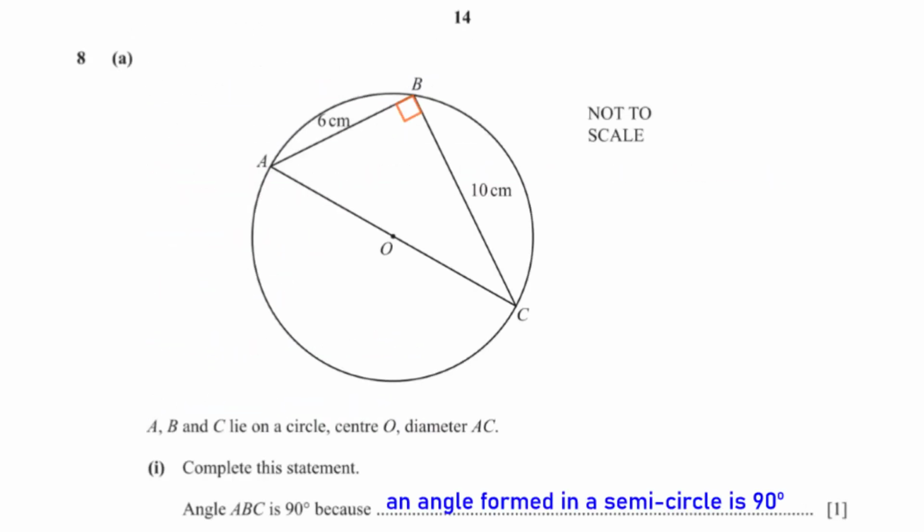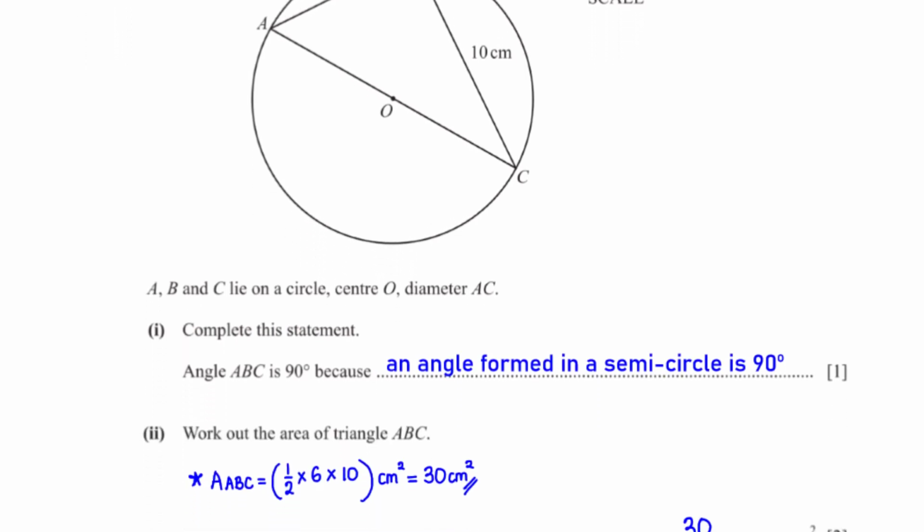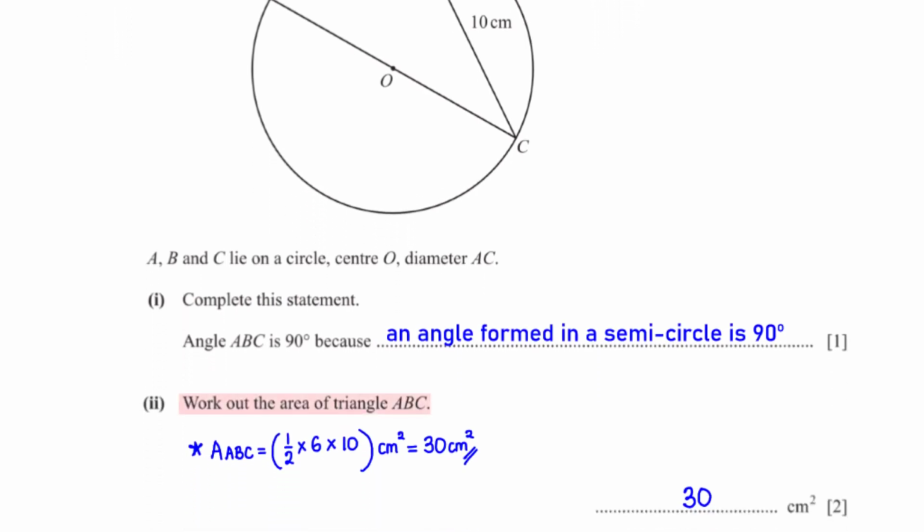A, B, and C lie on a circle center O, diameter AC. Complete this statement. Angle ABC is 90 degrees because blank. This is because an angle formed in a semicircle is 90 degrees. Work out the area of triangle ABC. The area of triangle ABC is half of its base, which is 6 centimeters, times its height, which is 10 centimeters. This gives us 30 centimeters squared.